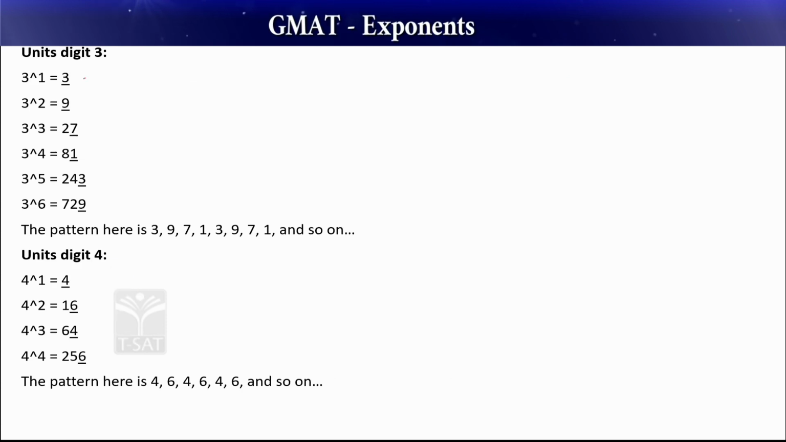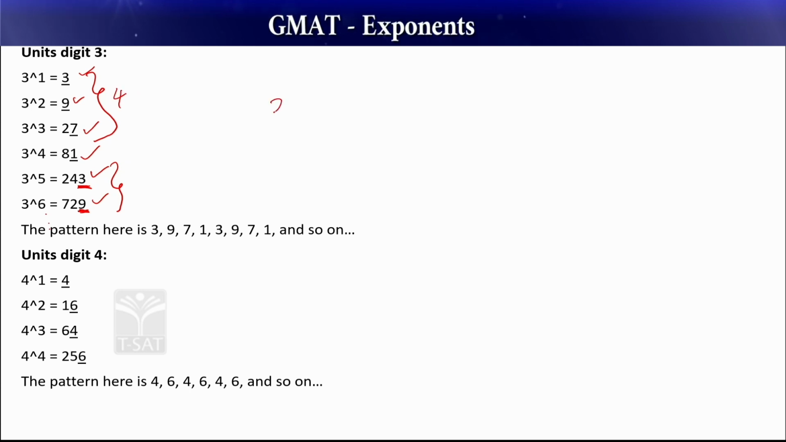When you look at 3 to the power of 1, it is 3, 3 square is 9, 3 cube is 27, 3 to the power of 4 is 81, and again you can only focus on the units digits. Then 3 to the power of 5 is 243 with unit digit 3, and 3 to the power of 6 is 729 with unit digit 9. You look at the pattern, it is 3, 9, 7, 1. If you go further, 3 to the power of 7 and 3 to the power of 8, you will see that the units digit will repeat itself after every 4 times.